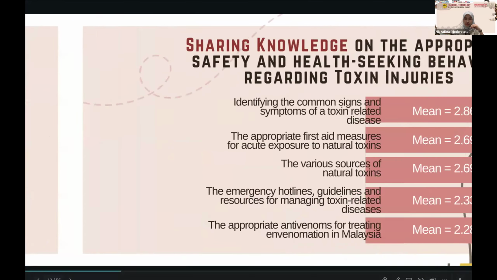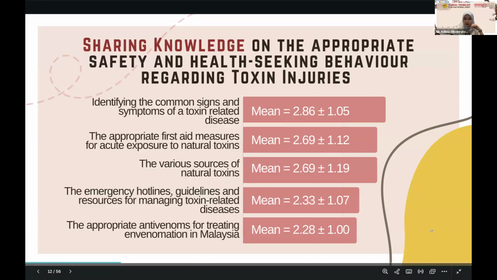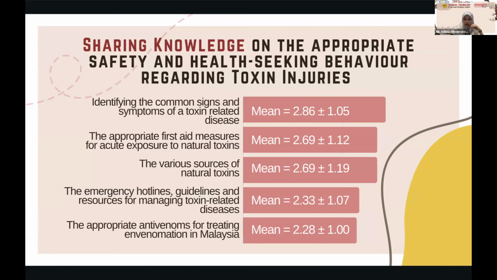Next, we have a range of answers within 2.28 to 2.86, similarly showing that students were lacking in confidence to share knowledge on these aspects: the common presentation of toxin-related disease, the appropriate first aid measures, the various sources of the toxin, the emergency hotline, guidelines, or resources available, and the appropriate antivenoms in Malaysia.